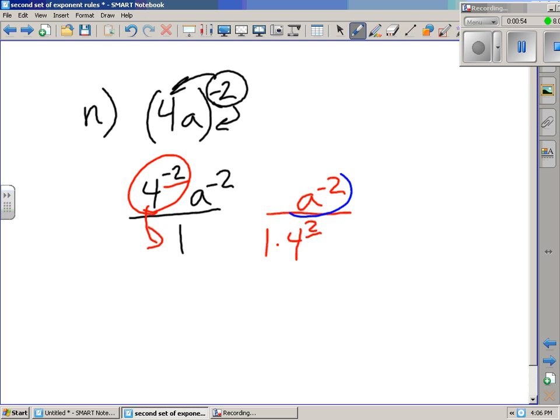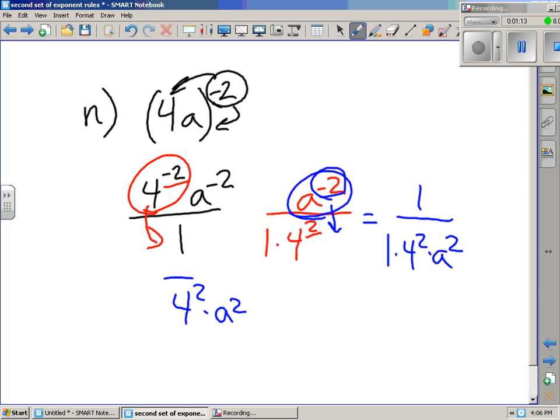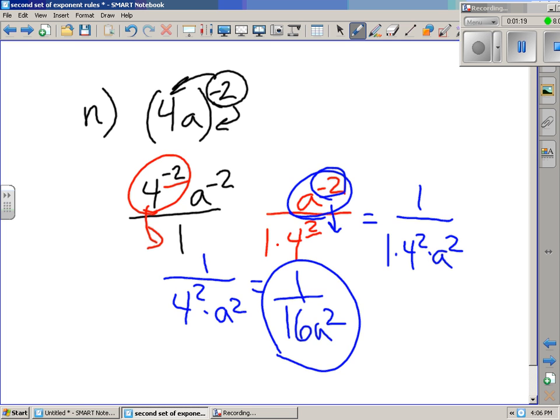Next, I'm going to take the a to the -2, and I'm going to flip it over the fraction bar. In the numerator, I'm left with a hidden 1. In the denominator, I get 1 times 4 squared times a squared. The -2 becomes a +2 when it flips over the fraction bar. 1 times 4 squared times a squared is the same as 4 squared times a squared. 4 times 4 is 16, so our final answer is 1 over 16a squared.